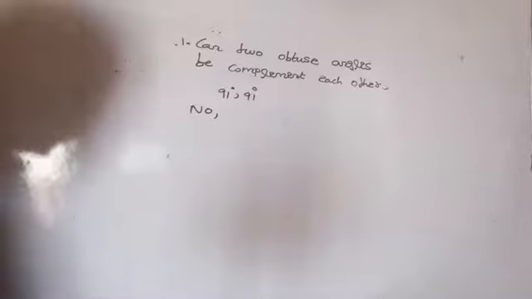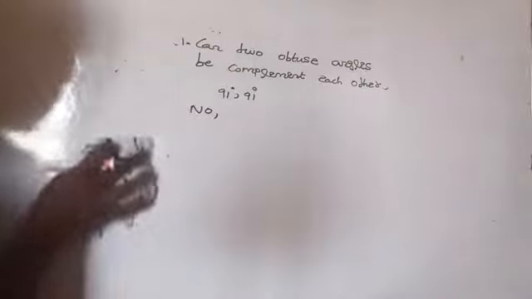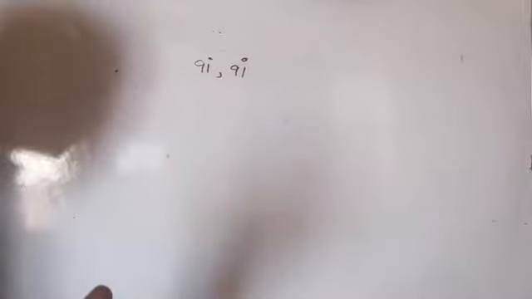After that, dear, can two obtuse angles be supplementary? Obtuse angle means what? More than 90 degree. So you can consider the same case, 91 degree, 91 degree. 91 degree plus 91 degree is what? 182 degree, which is not a supplementary angle. When the sum of the measure of the two angles is 180 degree, then it is called as what? Supplementary angle.